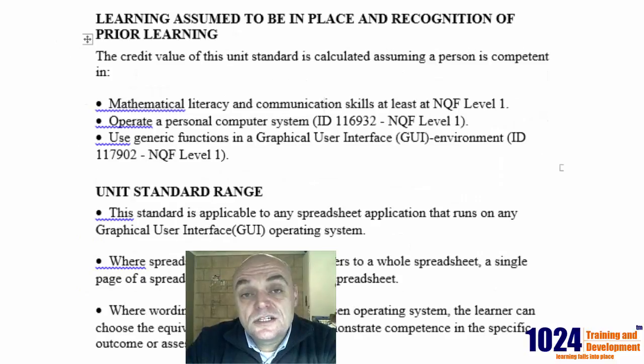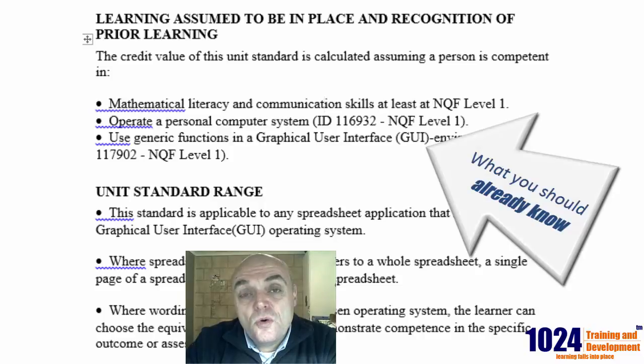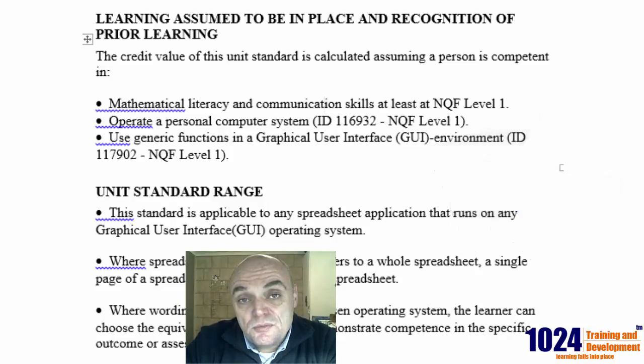Below this, in the section titled Learning Assumed to be in Place, you'll see a list of courses, or rather assessments, that you should have done. And if not the assessments, you should already have knowledge of these points, like for instance English, mathematical skills, or in this particular case how to operate a computer, a personal computer.